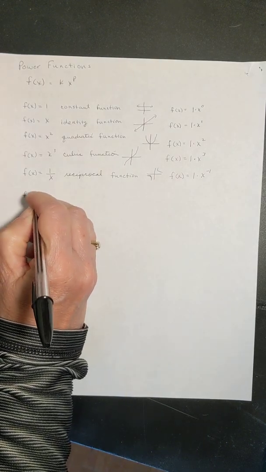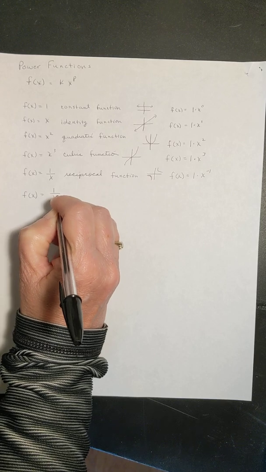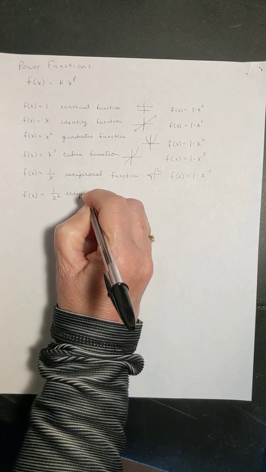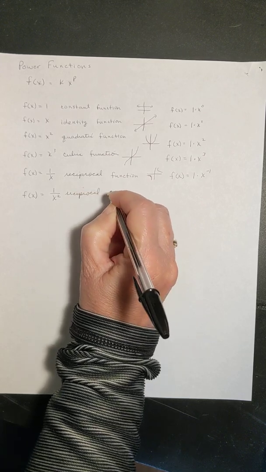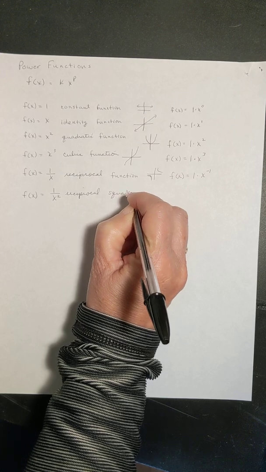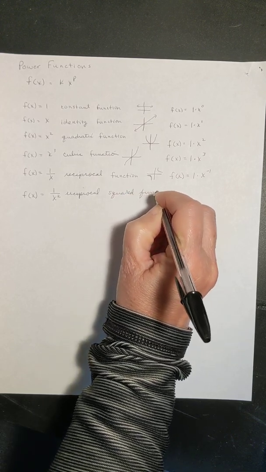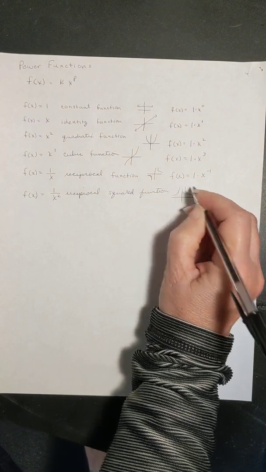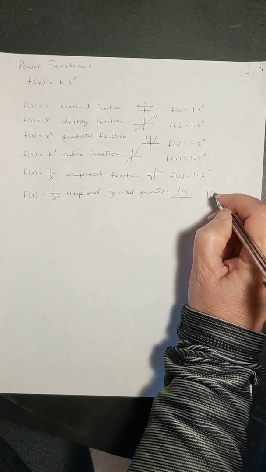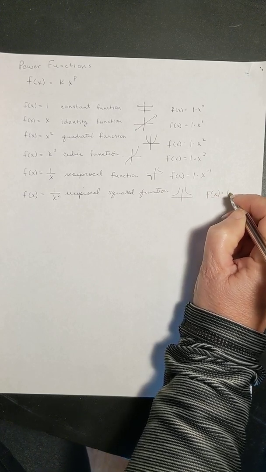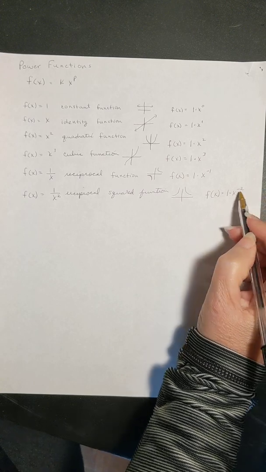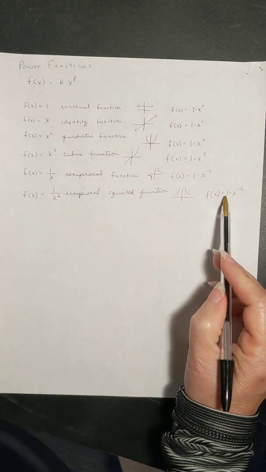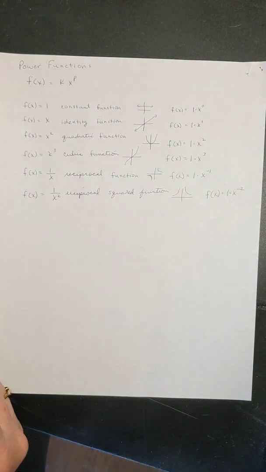Then if I have f of x is equal to 1 over x squared, it's the reciprocal squared function. And if you recall, it looks like the volcano. And again, it is a power function because it's 1 times x to the negative 2, because the negative exponent tells you to put it into the denominator. And so my coefficient is 1 and my exponent is negative 2.